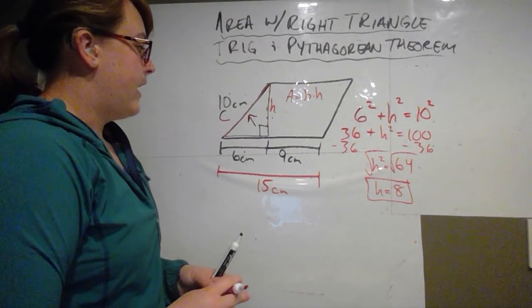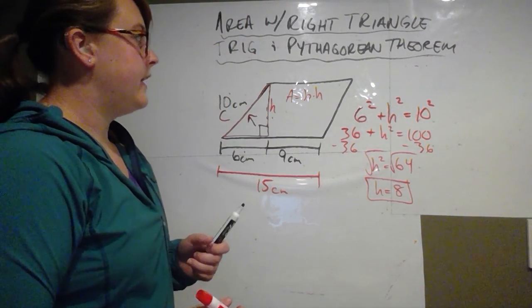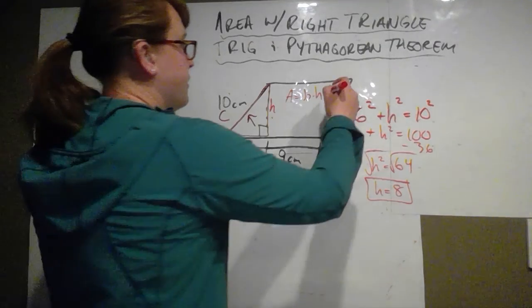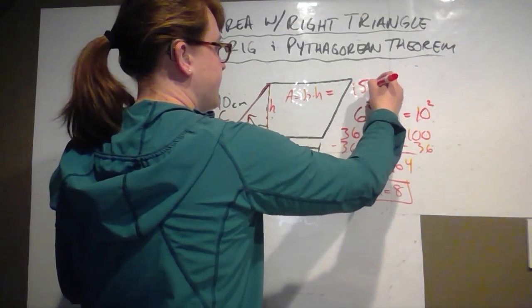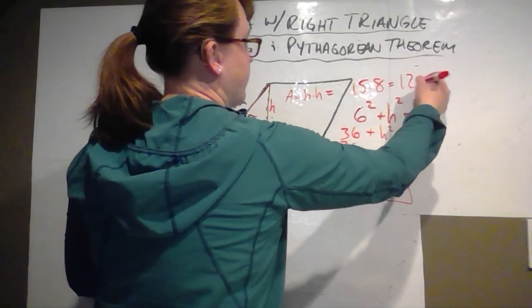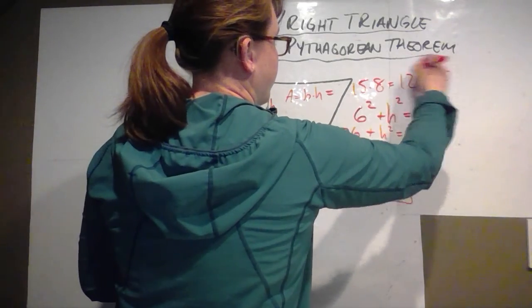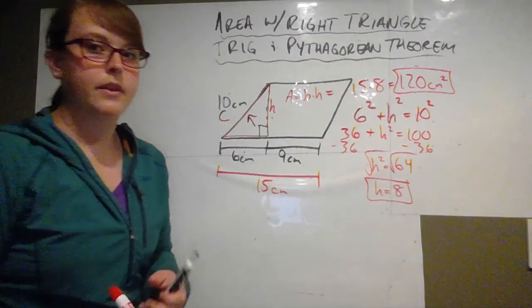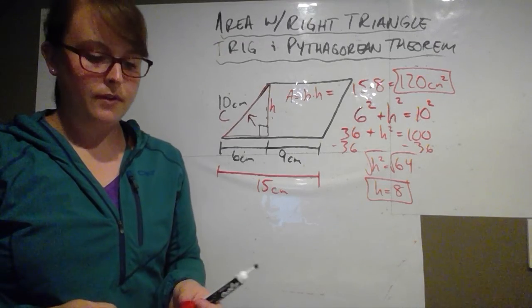Okay, so if the height is 8, we know the base is 15. Now we just have to multiply the two things. So it's going to be 15 times 8, which is 120 square centimeters. So that would be our final answer for the area.